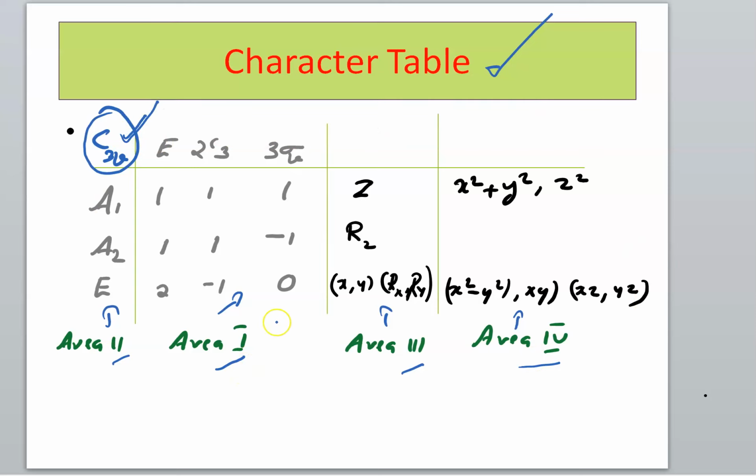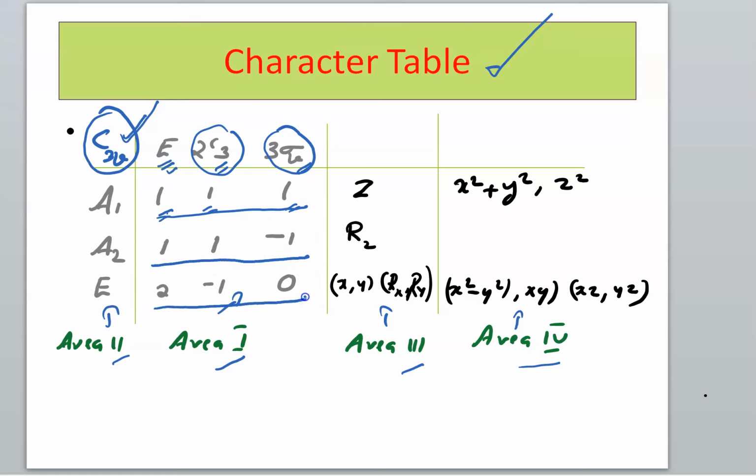In the top of area 1, we write the symmetry elements of the group in the form of classes. For C3V, there are 3 classes. E is the first class, 2C3 is another class, 3 sigma V is the third class. These are written at the top of area 1. And in the body of area 1, we write the characters of the irreducible representations. This is the character of the first irreducible representation. This is the character of the second irreducible representation. This is the character of the third irreducible representation.